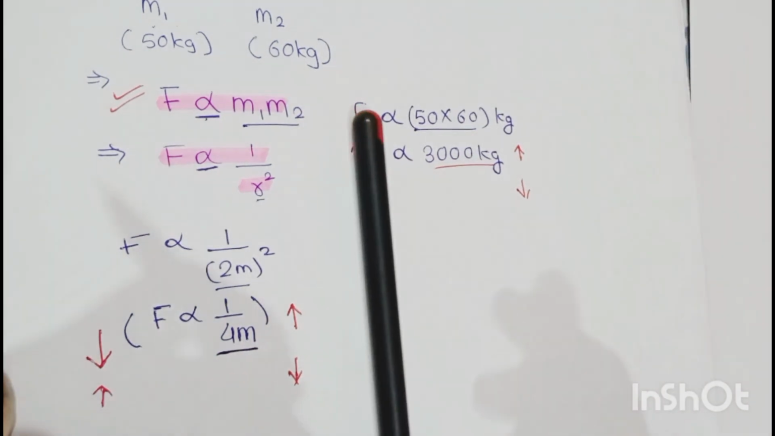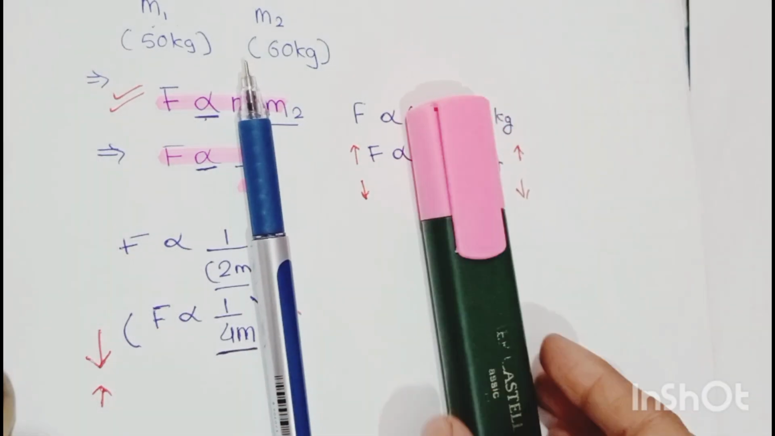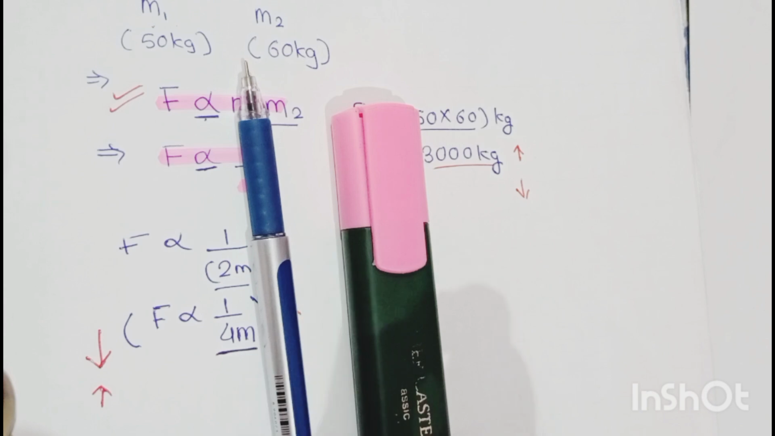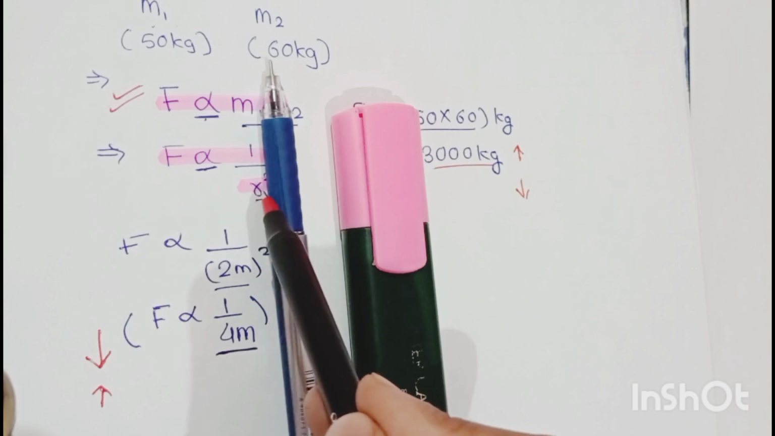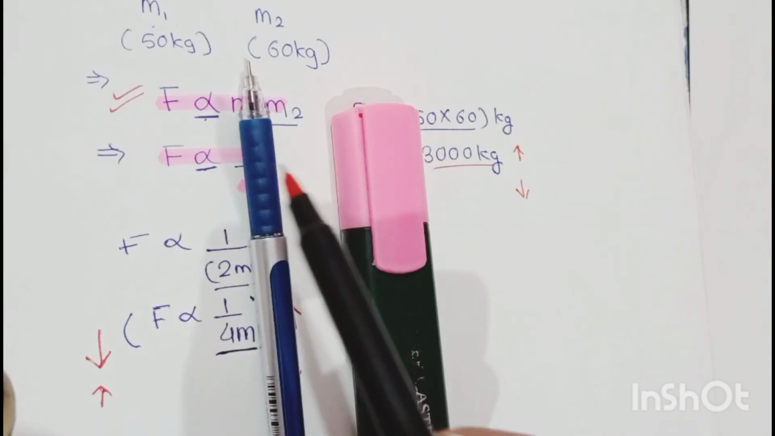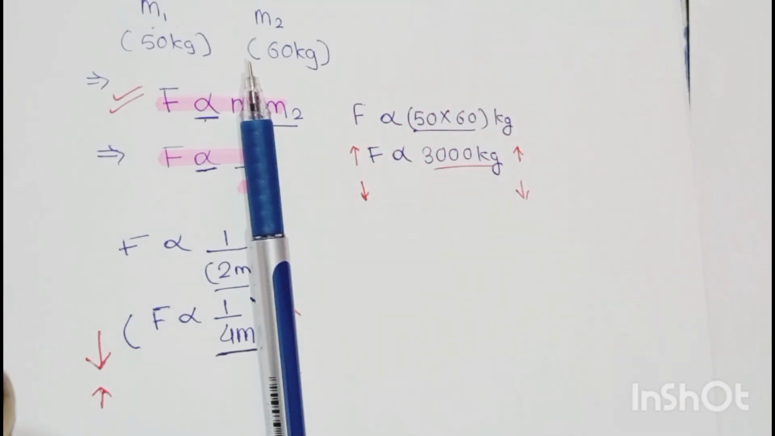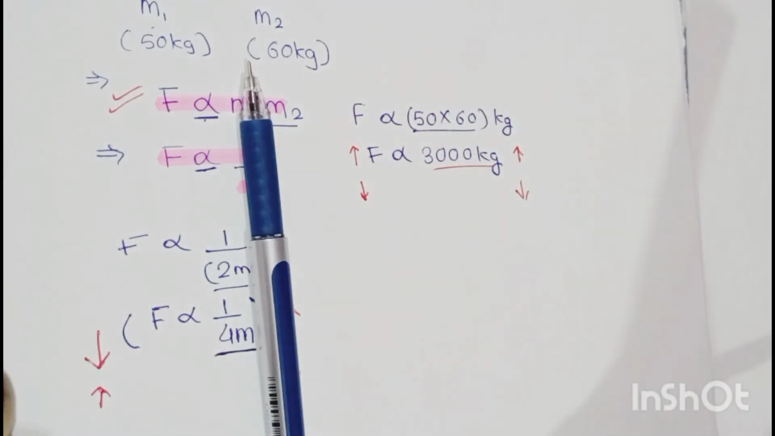Now let's take this example only. This was the pen and this is the highlighter. If I place them nearer, at that time they have a high force of attraction. Why? Because as the distance is less, the force will be high. But if the distance is widened, then the force between them is less.